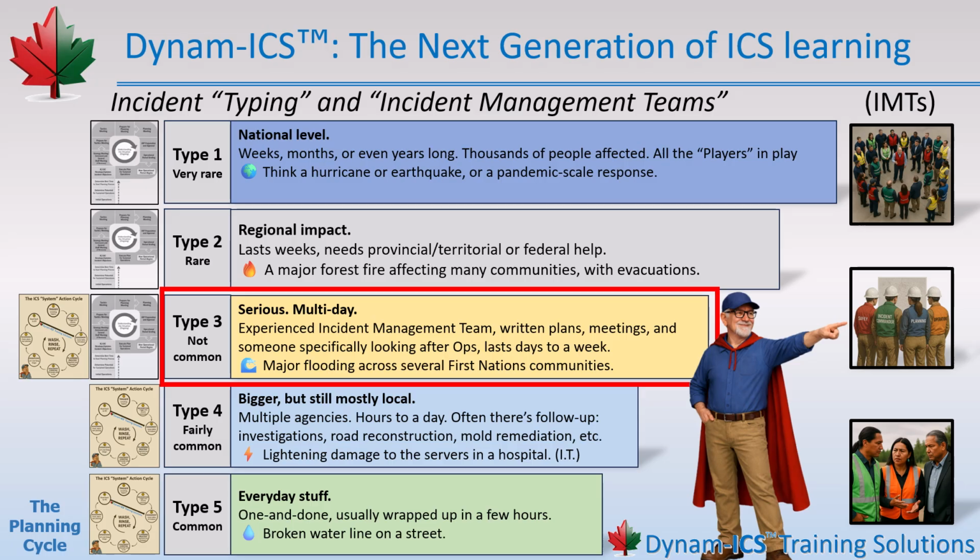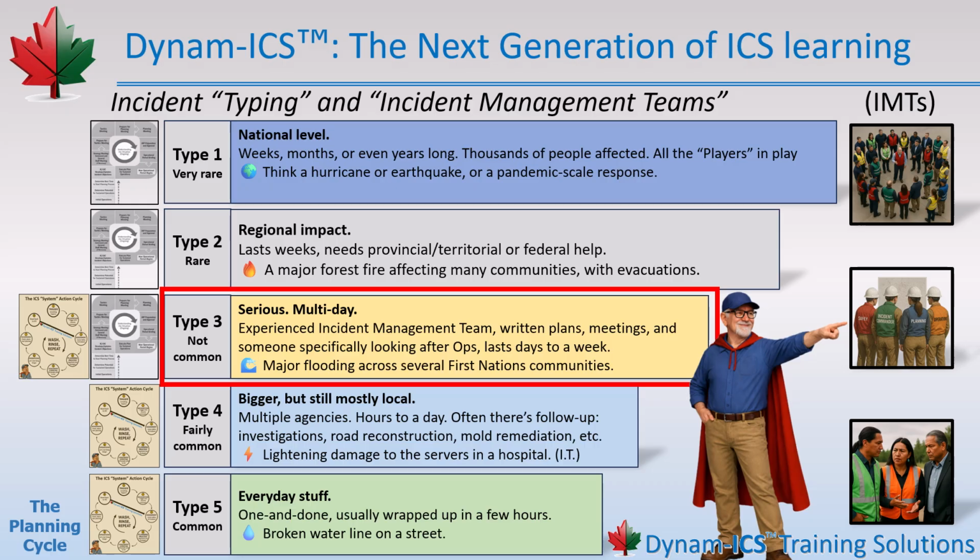The reason incident typing matters here is because it helps us decide when we need to start thinking about forward planning, who needs to be involved, and why. Incident typing by itself doesn't make that decision. What really drives it is the combination of ongoing situational awareness and a complexity analysis, which we'll talk about in the next slide. If an incident is clearly staying in the Type 5 range, you likely don't need a formal planning process at all. You can remain in the action cycle and manage the incident as it unfolds.